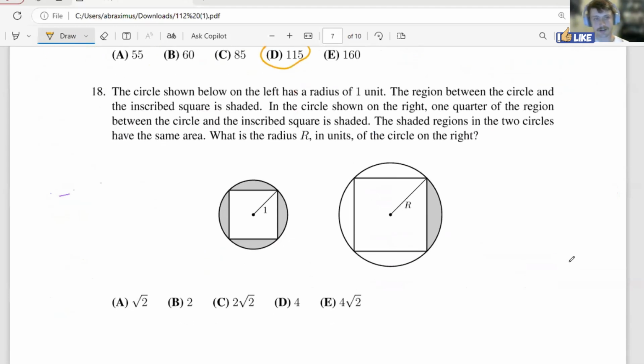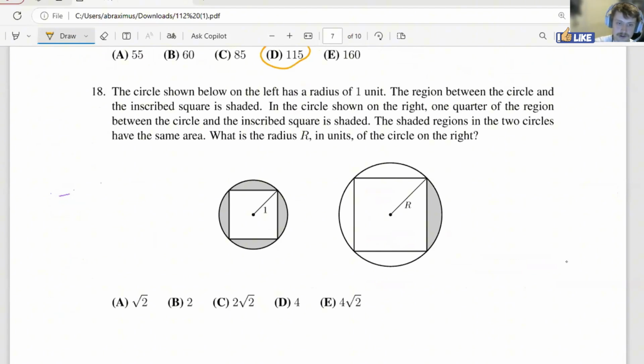All right, so the circle shown below on the left has a radius of 1 unit. The region between the circle and the inscribed square is shaded. In the circle shown on the right, 1/4 of the region between the circle and the inscribed square is shaded. The shaded regions in the 2 circles have the same area. What is the radius r in units of the circle on the right?